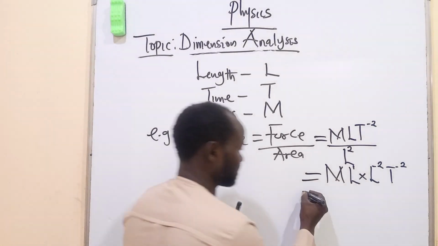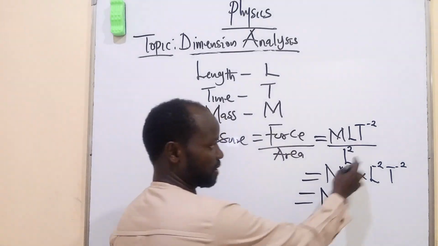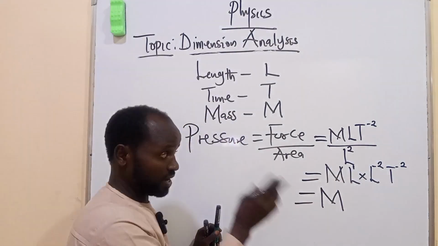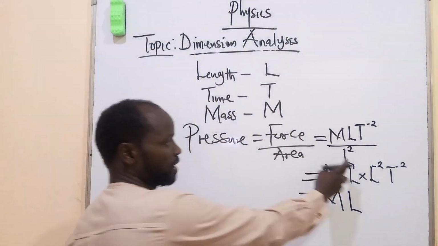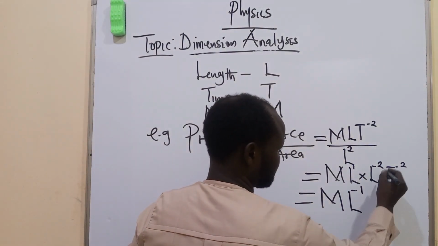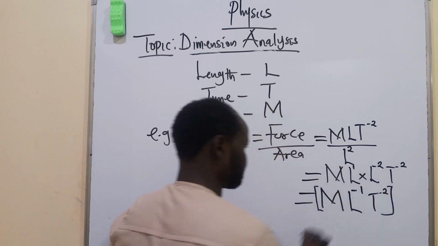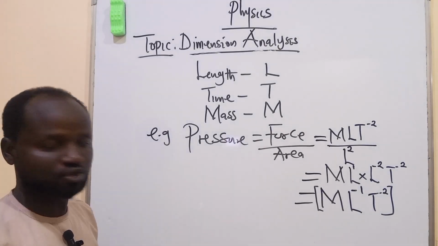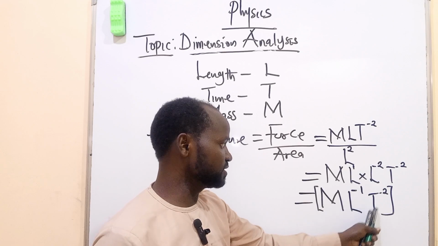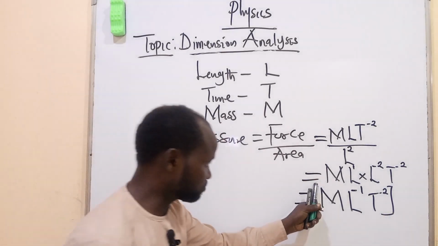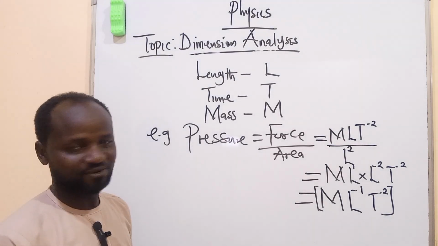Let's simplify this further. This will be M. We have L multiplied by L now. Since we have the same base, we apply multiplication of indices. We pick one of the L and add their powers. 1 minus 2 will be minus 1. Then T power minus 2. So the dimension for pressure is M multiplied by L power minus 1 times T power minus 2, and we have to enclose it in this square bracket. Very important. So this is the dimension for pressure.